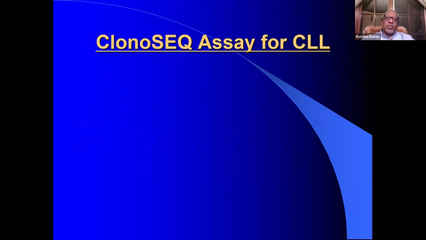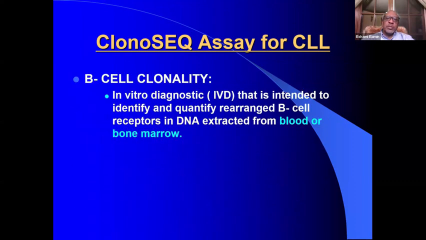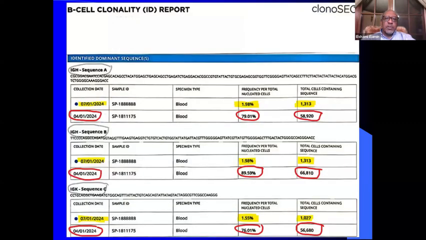I just want to share with you here that there is a new test called the clonoSEG assay for CLL, which assesses B-cell clonality. It is an in vitro diagnostic test that is intended to identify and quantify the B-cell receptor in DNA extracted from the blood or bone marrow of a patient with CLL. So that tells you how many cells are left behind after treatment. If it is less than 1 cell per 10,000 leukocytes, that's MRD, or minimal residual disease. This is just one of my patients that I ran the test on, and you can see here at the time of diagnosis how many there were.